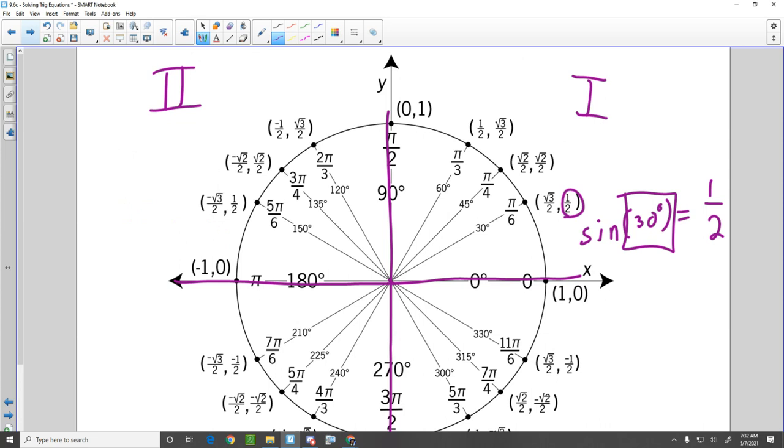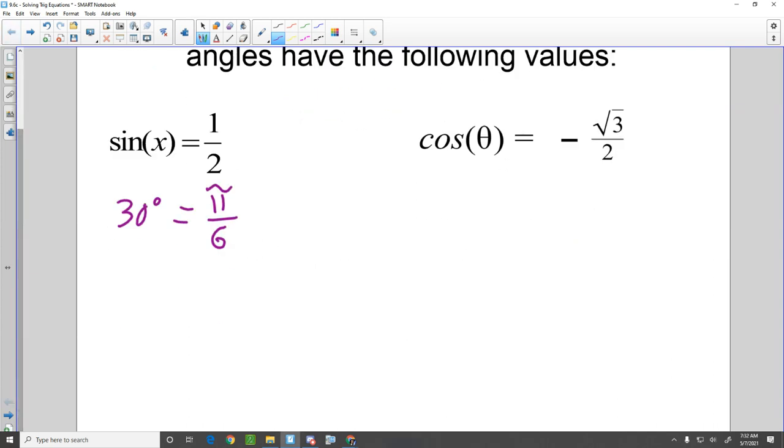And there's another one. What other angle did you find has a y coordinate of 1/2? Right over there, right? 150 degrees also has a positive 1/2 for that y coordinate. And so I know at these angles, same angle, just different units, would also have a sine equal to 1/2. So you can say at 30 degrees or at 150 degrees, which is the same as 5 pi over 6. So those are the two angles with it.